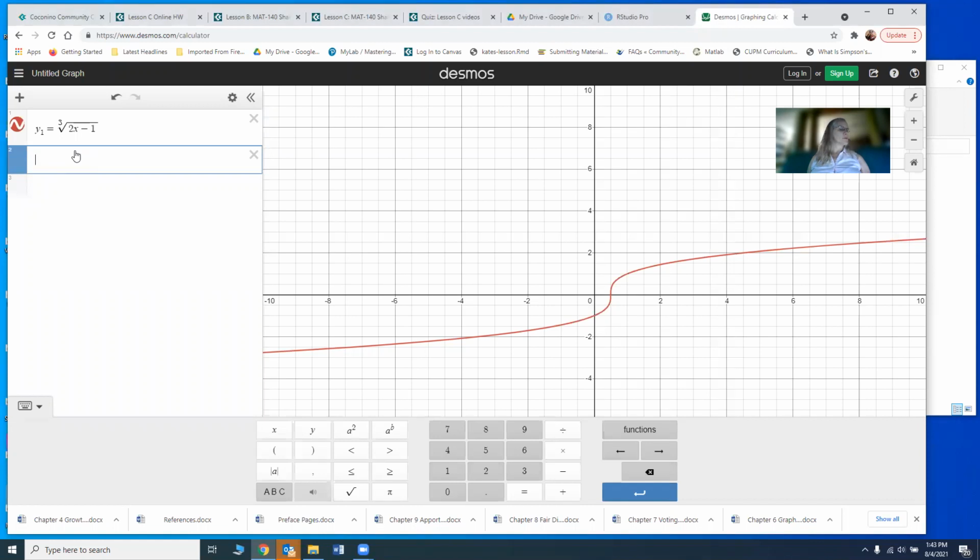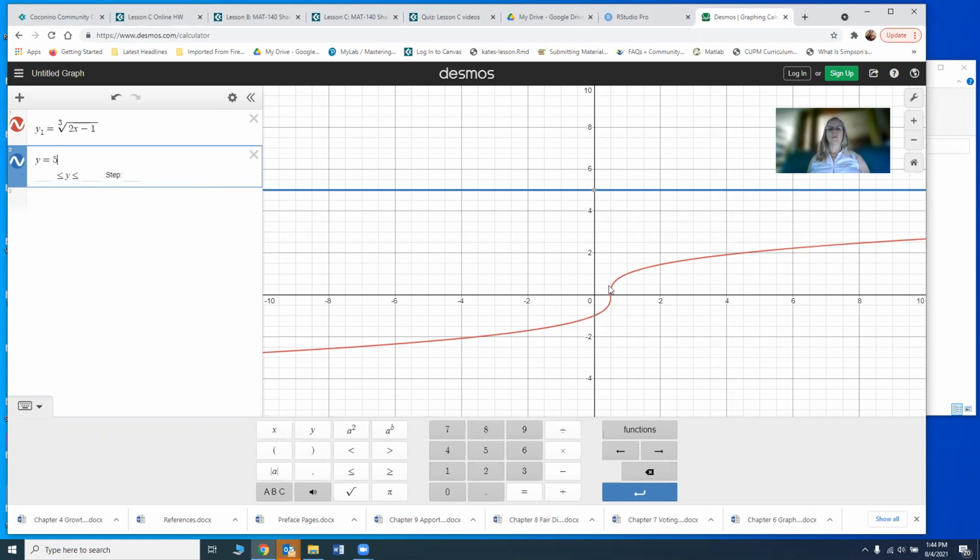Remember, this was cube root of 2x minus 1 equals 5. So I need y equals 5. I can't call this y1 or y2. I just need to call it y equals 5. That's how Desmos knows that that is, in fact, a horizontal line. So we've got y equals 5 in here.